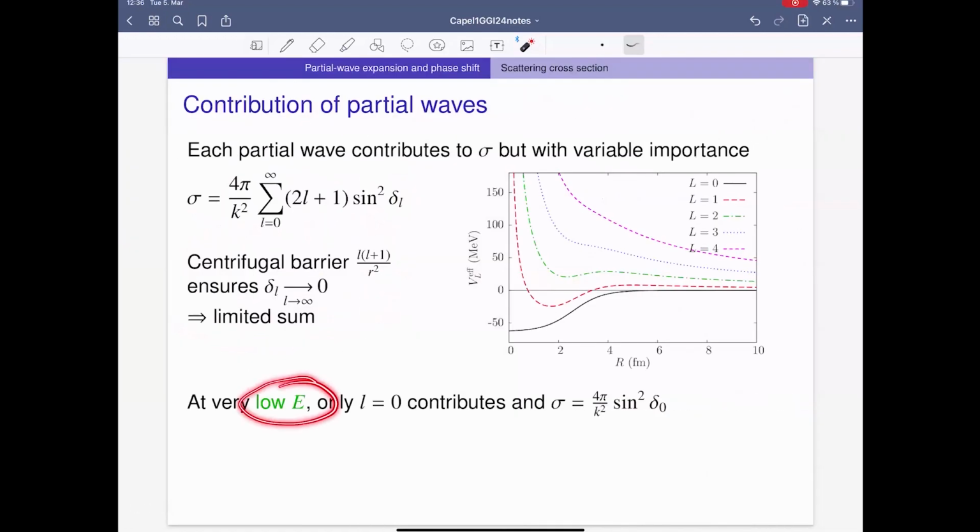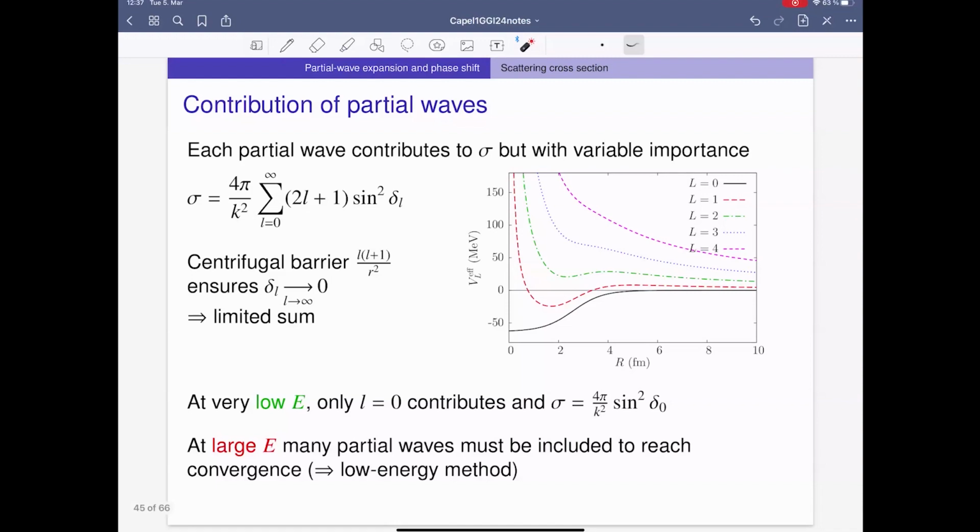At the limit, when you are at very low energy, only L equals zero will contribute, and the cross section will just have that behavior. So you just need to get the phase shift in one partial wave. You solve one radial Schrödinger equation, and you get your cross section. At higher energy, the more you probe, the more easily you enter the centrifugal barrier, and you still have an influence of this short range nuclear interaction. That means you need to include more partial waves. So the higher you go in energy, the more partial waves you need to include. This method is more a low energy method than a high energy method. When you have a high energy, it's better to rely on the Born approximation, for example.